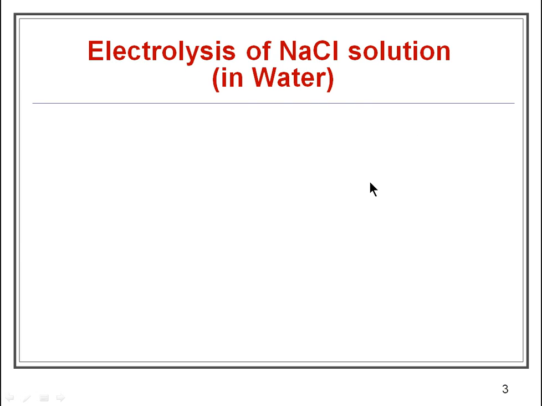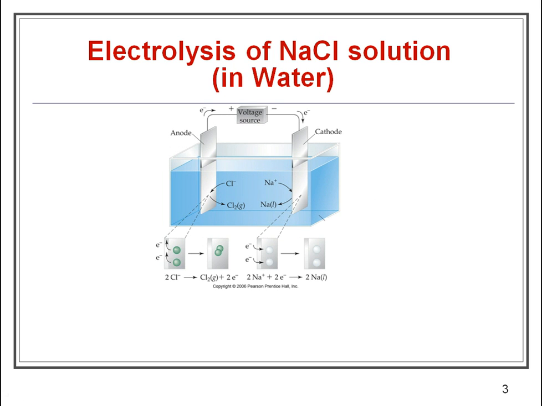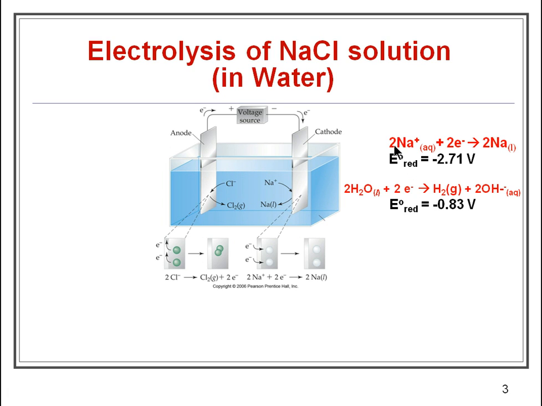How will this happen? Can we get sodium metal and chlorine gas as we get in the molten state? So here we are going to perform electrolysis of sodium chloride, but in the presence of water. It means we have sodium chloride salt dissolved in water. So in the presence of water, we have to be a little careful because two reactions are possible. Number one, reduction of sodium ion, and reduction of water; both are possible on the cathode. So we have to find out which reduction reaction will be preferred on the cathode.